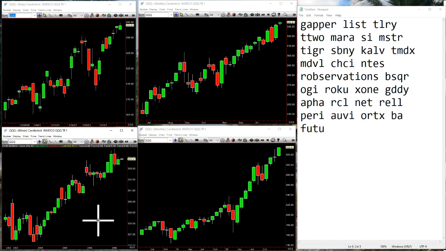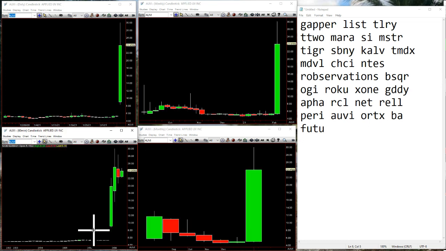If we go to AUVI, nice ripper, new issue, and you like, look at this monthly, right back through all the previous range.